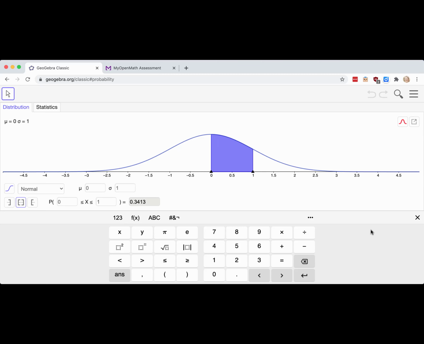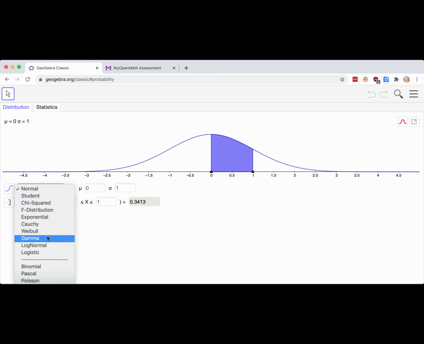In this video, I'll show you how to use GeoGebra to compute a hypothesis test for one sample proportion. So first we'll go to geogebra.org/classic#probability. And when you enter that, you're going to see this screen up here. It's the distribution menu where you can choose different distributions.